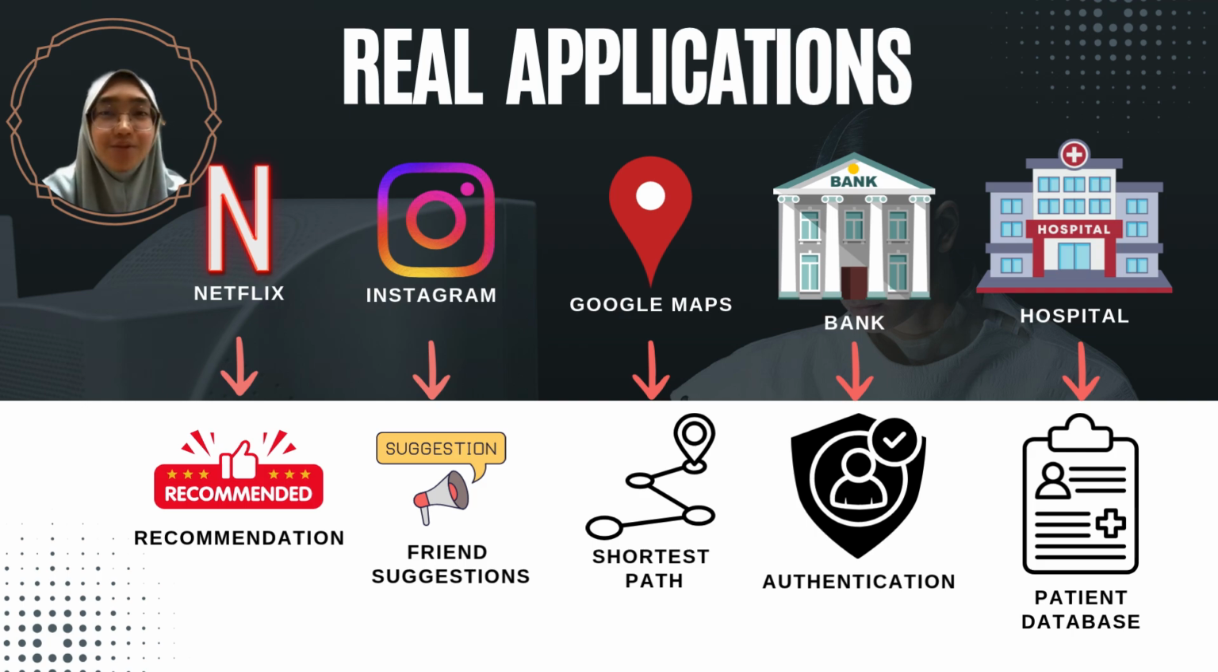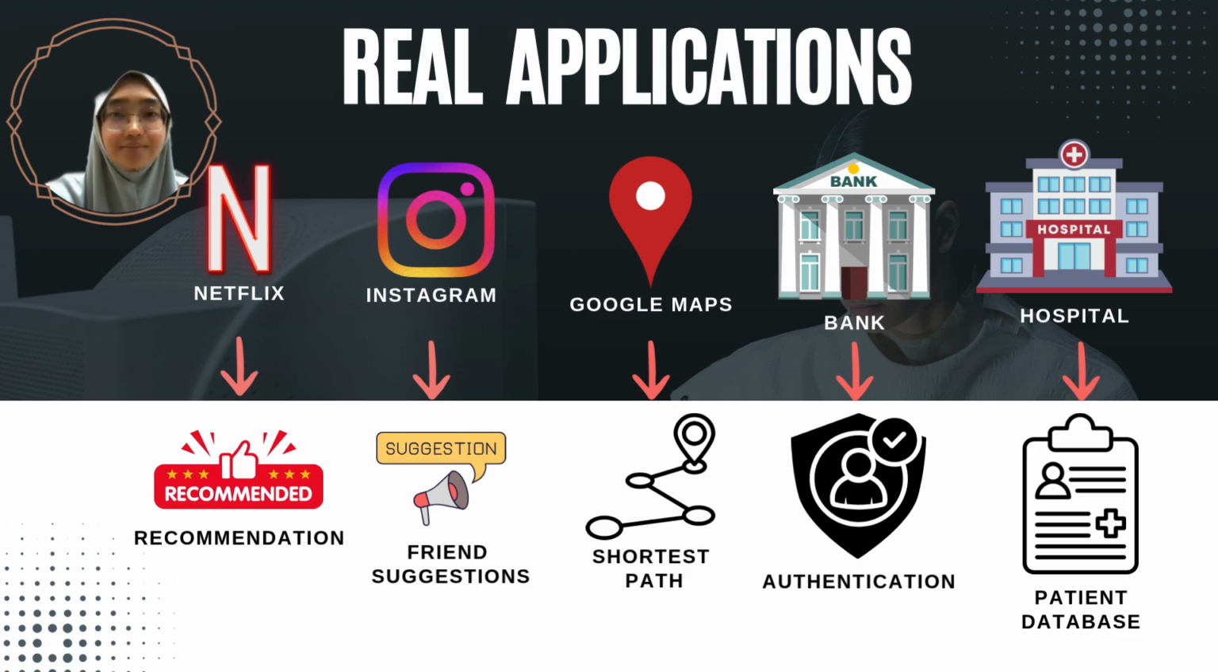Finally, let's look at some real-world applications. Netflix uses relations to recommend movies. Instagram and other social media platforms use graphs to suggest friends and analyze user connections. Google Maps uses graph algorithms to calculate the shortest route between locations. Banks use functions to authenticate customers securely. Hospitals use database relations to organize patient information accurately. These examples show that relations, functions, and graphs are not only mathematical concepts, but also essential tools used in modern computer systems.